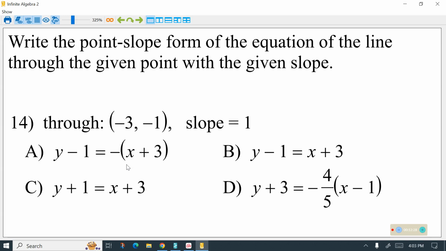All right, for 14, we're looking for a slope of 1, and it has to go through these 2 points, right? So look, the y coordinate is going to be a positive 1, and I can see this is the only one that even has a positive 1, okay? Then we have a negative 3, so of course, this negative 3 turns to a positive, and because the slope is 1, it's like that last one, right? It's an invisible 1 outside of these parentheses that are also invisible parentheses if you think about it. So the answer here is C.